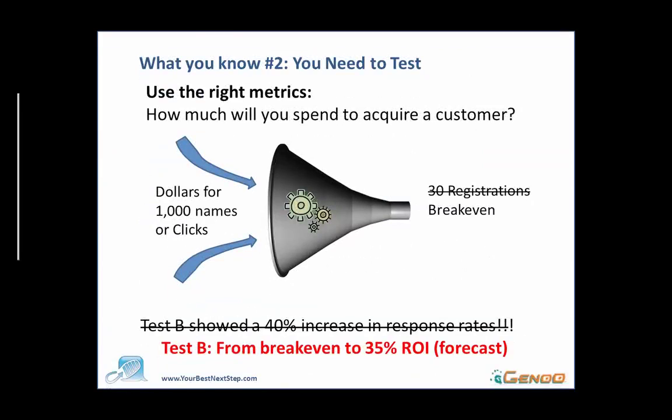And then with our test, what we're really trying to do is go from a break-even point to a 35% ROI forecast. So of course, part of what you need at this point is to understand what the value of your customers is, and you need to understand the cost of your campaigns broken down by campaign. So there's a little bit of work that we have to put in to do that.